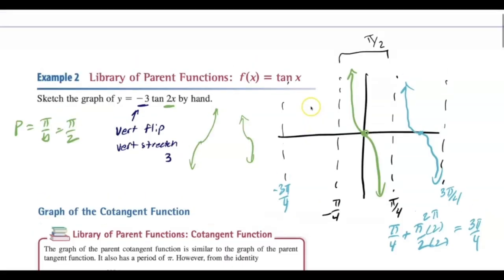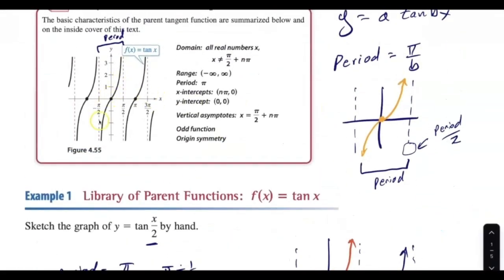That's a tan graph. Keep in mind, it starts in the middle. It's kind of like an x cubed graph. The key thing here, the period's pi over b.